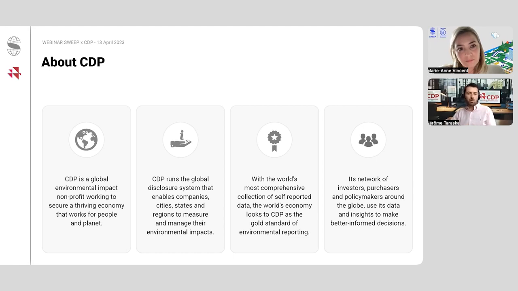And the reason they do it is because we are supported by various stakeholders. One of our big network of stakeholders are investors and financial institutions who are mandating CDP to collect data on their behalf. And so today we'll talk a lot about data, like Raphael said, and that's where we will bring our expertise. Thank you for receiving me.